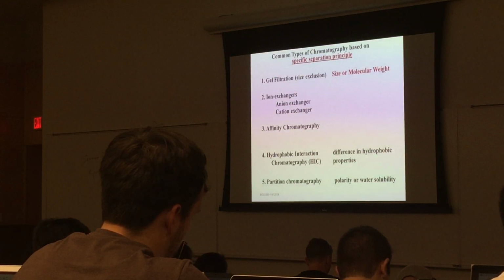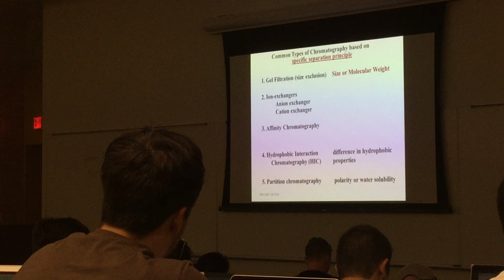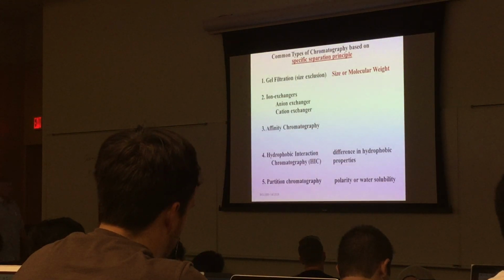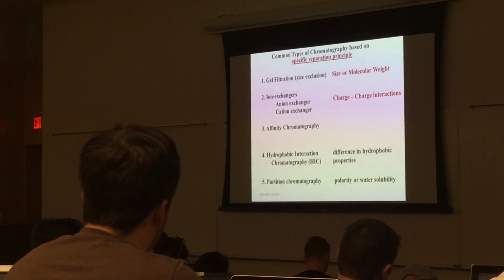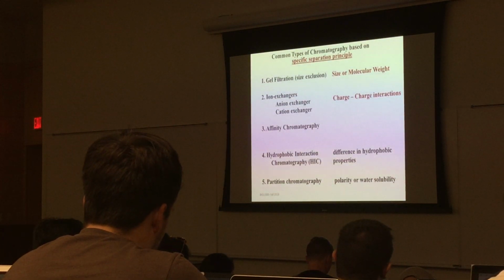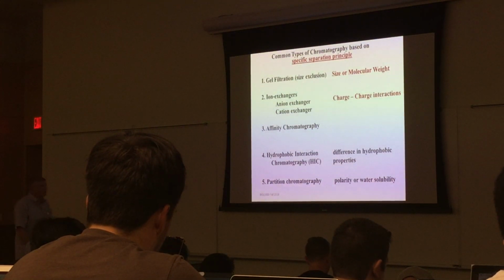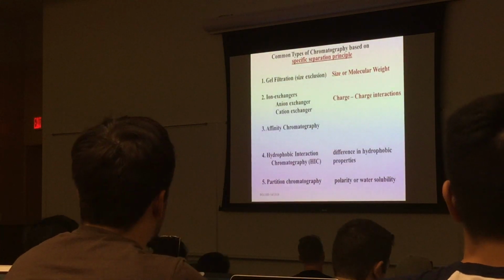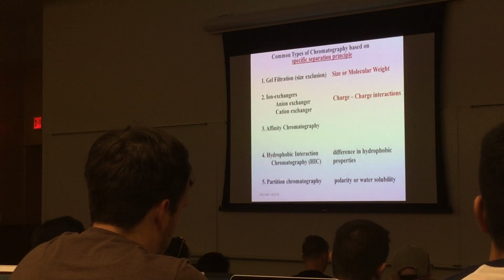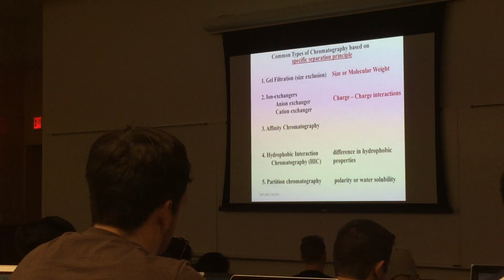Ion exchangers. We're not going to work with them in this course. There's some background reading on that. But these are charge-charge interactions. Cation exchangers bind positively charged proteins. Anion exchangers bind negatively charged proteins. We change the pH, we can change the protonation state of the protein and have it bind or unbind particular exchangers. We're not going to go through those.